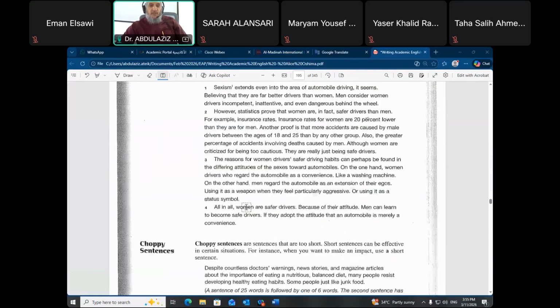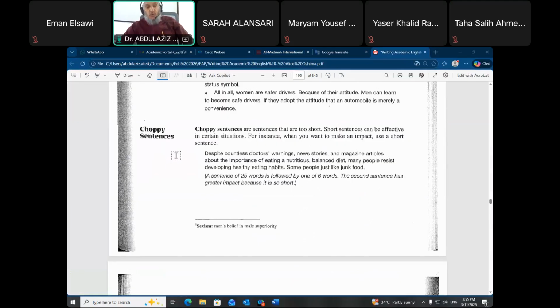Let's go on. Now the second problem is choppy sentences. You know the meaning of choppy? When you chop means you cut. This is called choppy. That's why when you say chop something means cut something. Chop the logs يعني قطع الخشب. Chop the logs. Choppy sentences are sentences that are too short. You cut them into small units. No link of ideas, no logical link.